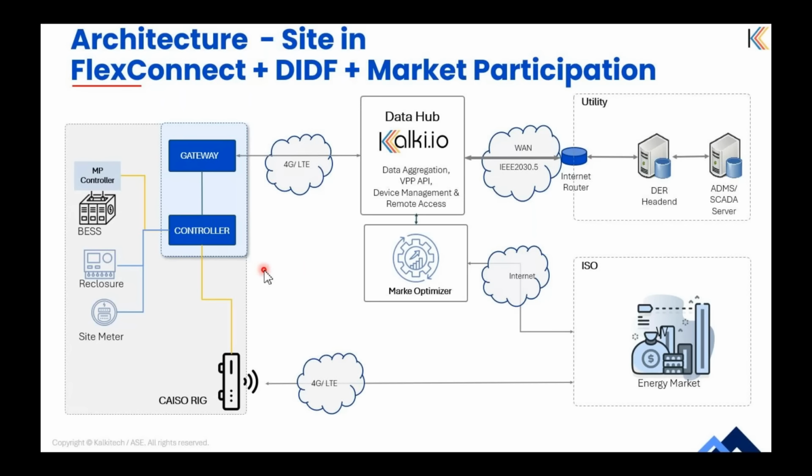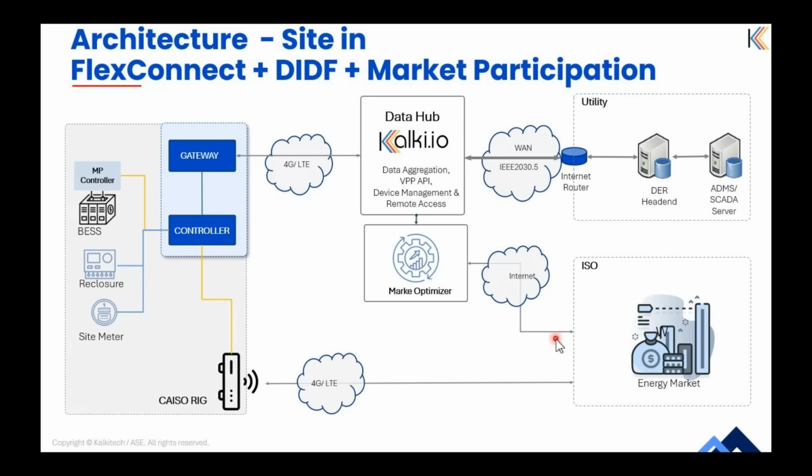where the FlexConnect day-ahead schedules will be sent from the utility directly to the aggregator, and the aggregator will be integrated with the energy market through a market optimizer, and all the day-ahead schedules will be sent to the market optimizer, and the market optimizer will take the PG&E schedules or the utility schedule, as well as bid these assets in the market, aligning to the utility's control signal.